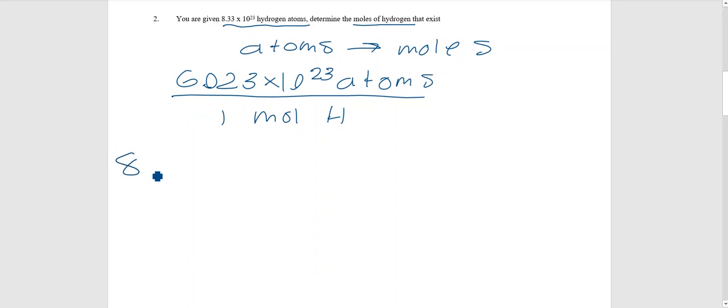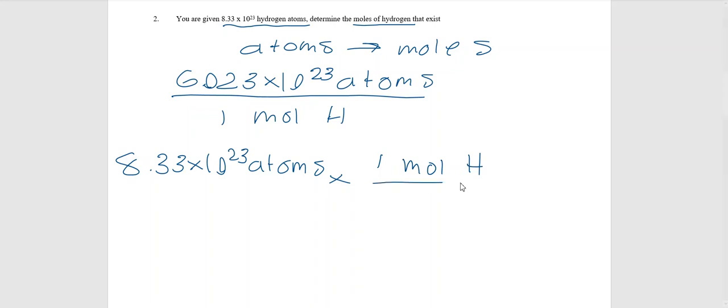We were given 8.33 times 10 to the 23rd atoms. And now remember, whatever unit is up top, that same unit needs to be at the bottom of whatever you're multiplying it by in order to cancel it out. So you're going to flip this conversion factor. So you're going to have 1 mole of H over 6.023 times 10 to the 23rd atoms. Notice how it's the same exact conversion factor, you just flip the equation.